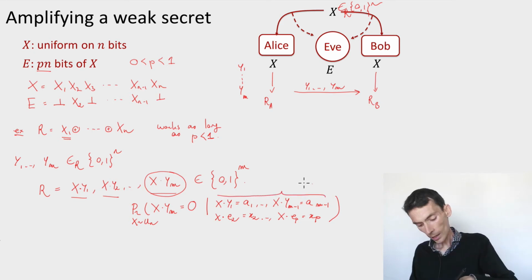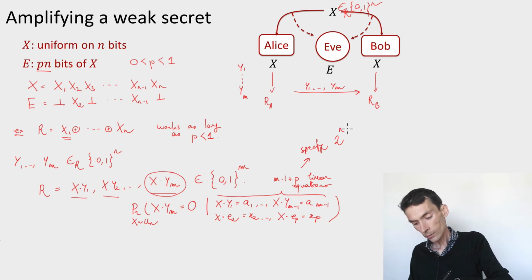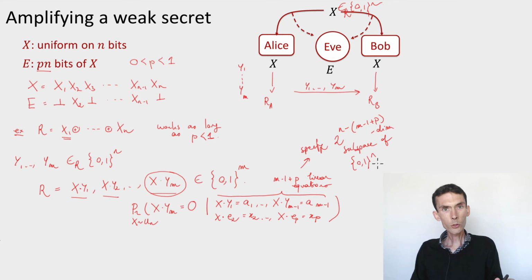Well, here we have m-1 plus p linear equations, and these specify a 2 to the n minus (m-1 plus p) dimensional subspace of {0,1}^n. And so this conditioning is equivalent to saying that instead of choosing x uniformly random over the whole space, we're taking it uniformly random in that subspace. And x·ym, as long as ym is linearly independent from the equations that we have so far, is going to be uniformly distributed, provided the subspace is not empty.